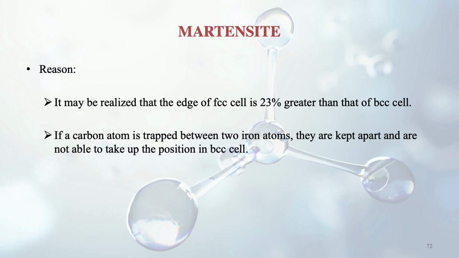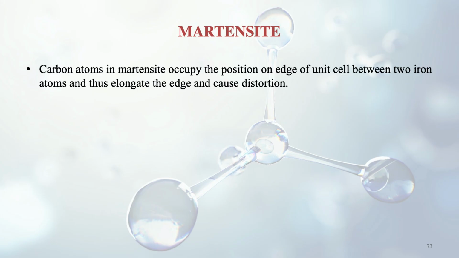So what happens due to that? The carbon atoms in martensite occupy the position on the edge of the unit cell between two iron atoms, and due to this reason, the edge on which this carbon atom is there elongates, and so there is distortion. The net effect is that it is not at all a cubic structure now.